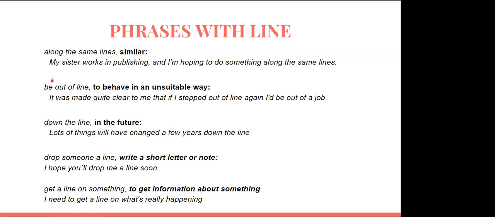Okay. Here, out of line means to behave in an unsuitable way, so a way that is not correct. Please, can you read the example? It was made quite clear to me that if I stepped out of line again, I would be out of the job. Yes.